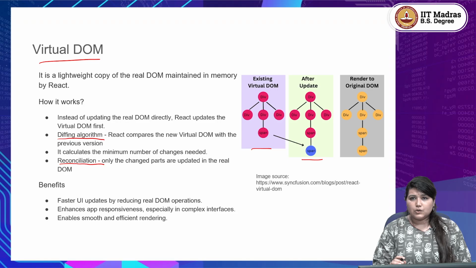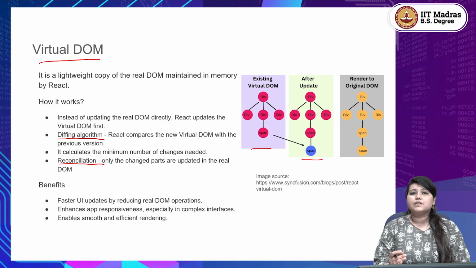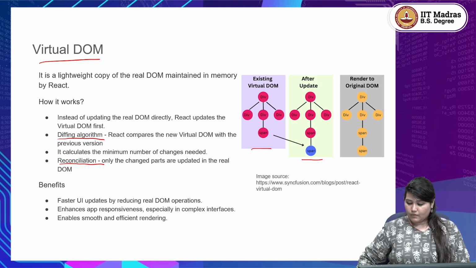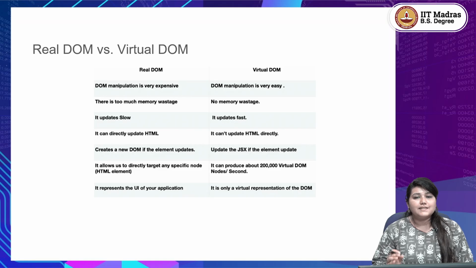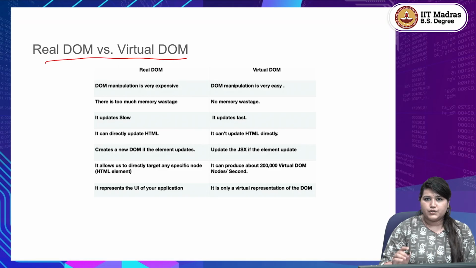React then applies only those changes to the actual DOM, making updates incredibly fast and efficient. This approach means smoother UI updates, especially in apps with complex interfaces, and dramatically reduces the number of costly real DOM operations. So now, let's summarize the key differences between the real DOM and virtual DOM.